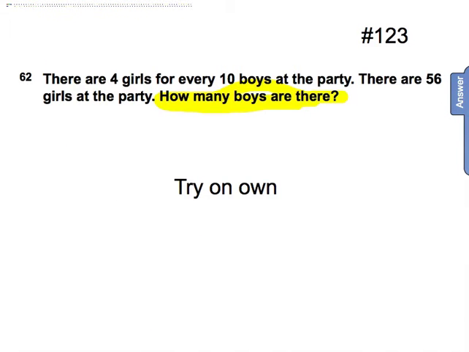You're completely on your own for slide 123. There are 4 girls for every 10 boys at the party. There are 56 girls at the party, and we want to know how many boys there are. Set up a proportion using equivalent rates and solve for how many boys there are.